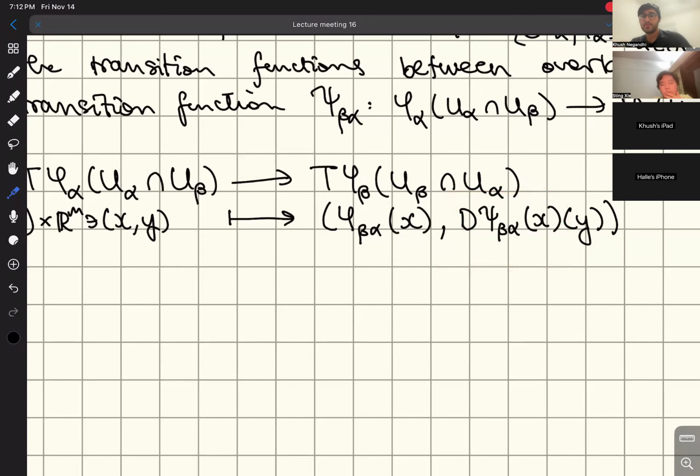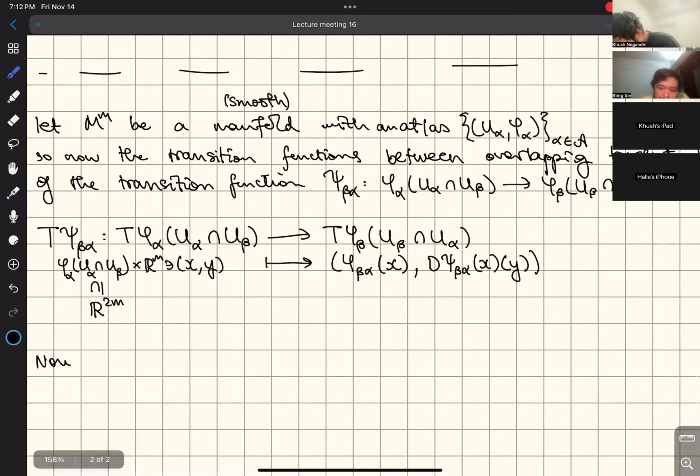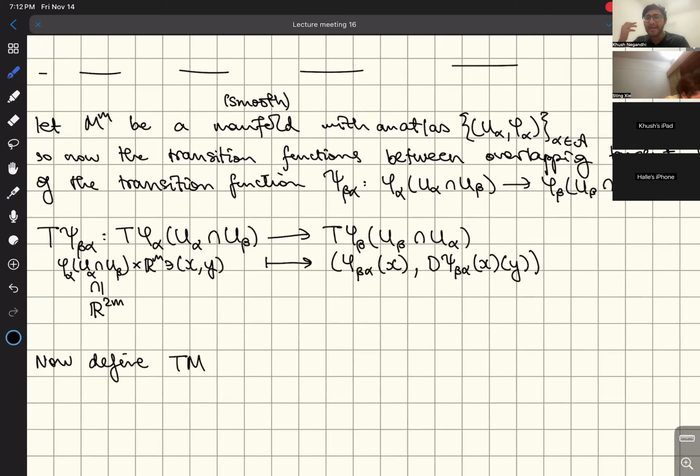So with all of this out of the way, we now define the tangent bundle on M. And by the same logic that we used to prove the other stuff, this will now be an equivalence relation. Okay, so before we define this, let's actually write out the equivalence relation.